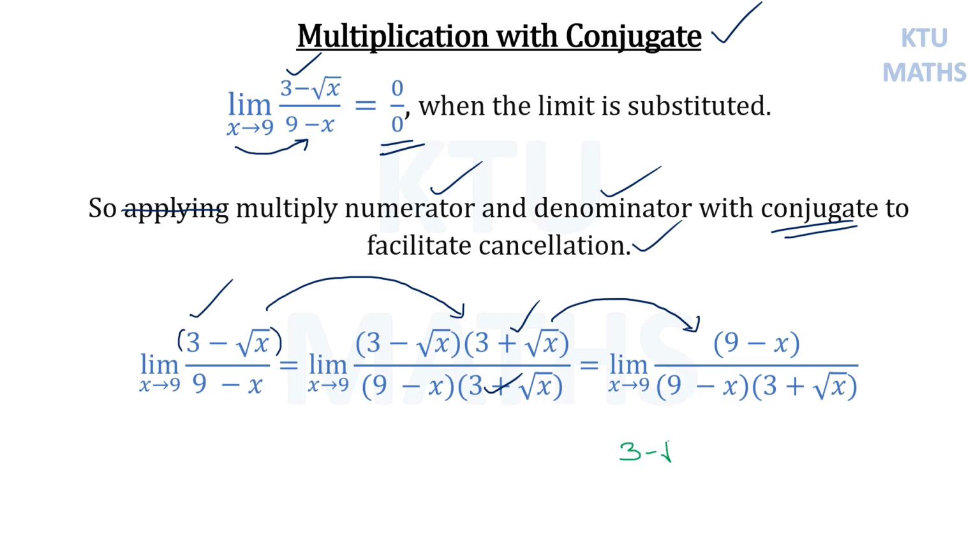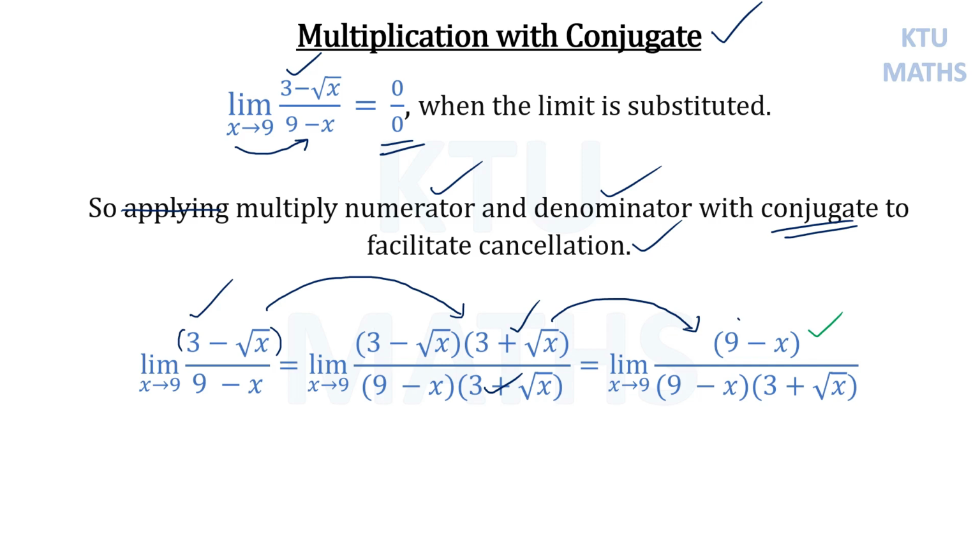3 minus root x times 3 plus root x equals 3 square minus root x square according to the identity. It will be 9 minus x. This result is written here. I hope you understood it. Now I am going to rub it.